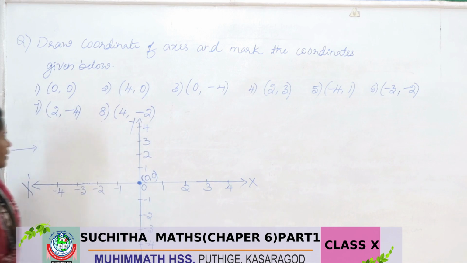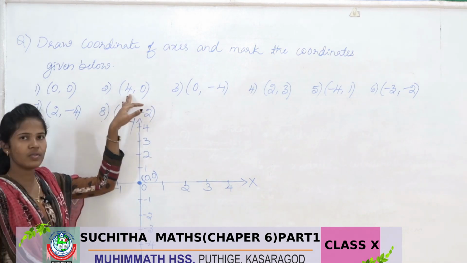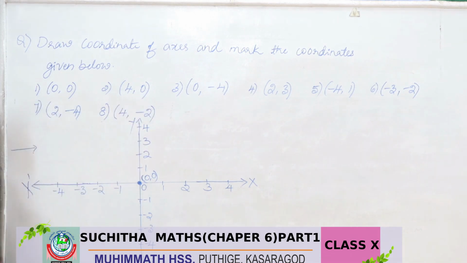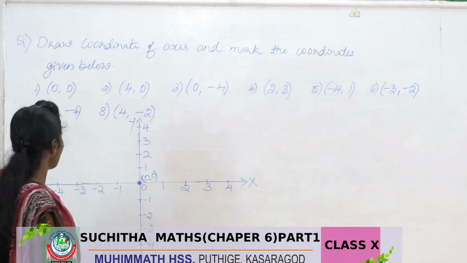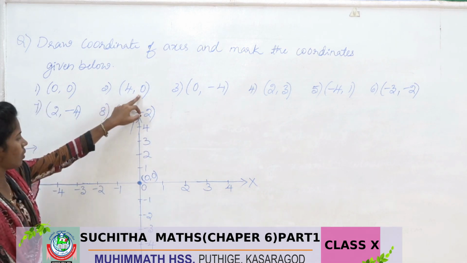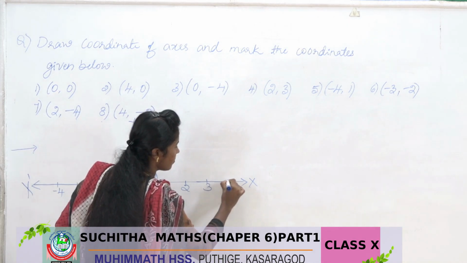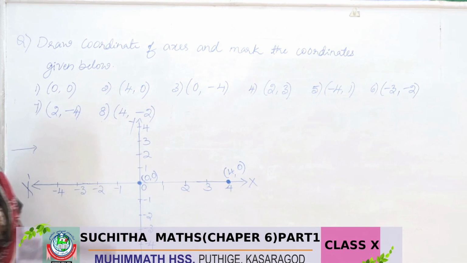Then the second one, 4, 0. Here the x coordinate is 4 and the y coordinate is 0. If the y coordinate is 0, then that point lies on the x-axis. On the x-axis the y coordinate is always 0. So 4, 0 comes here. 4, 0 lies on the x-axis.